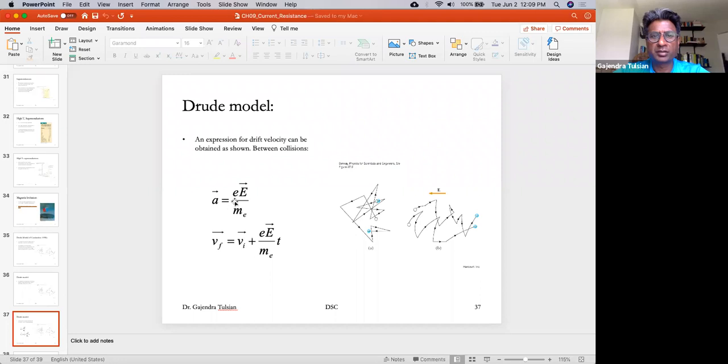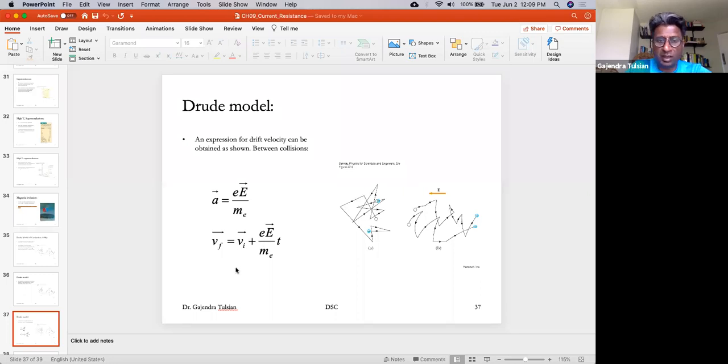So the acceleration of the electron is the charge of the electron times the electric field divided by the mass of the electron. You've seen this equation from kinematics: the final velocity is the initial velocity plus acceleration times time. Now we'll take the average final velocity and the average initial velocity, even though the initial velocity between collisions can be as large as 1,000 kilometers a second, the average value of this is 0.